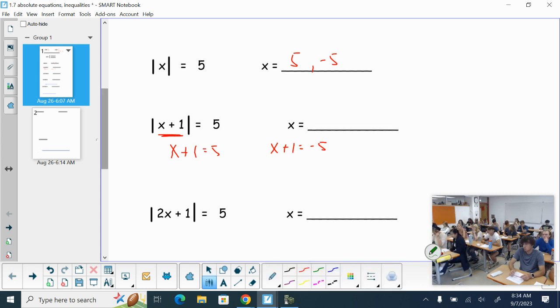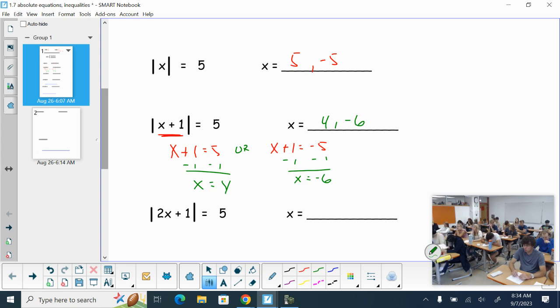It can equal this, or it can equal this. So now I can subtract 1, subtract 1, subtract 1, subtract 1. X is equal to the value of 4, and x is equal to the value of -6. And that's what Savannah gave us. And once again, you could have probably used your noggin to be able to figure that out.